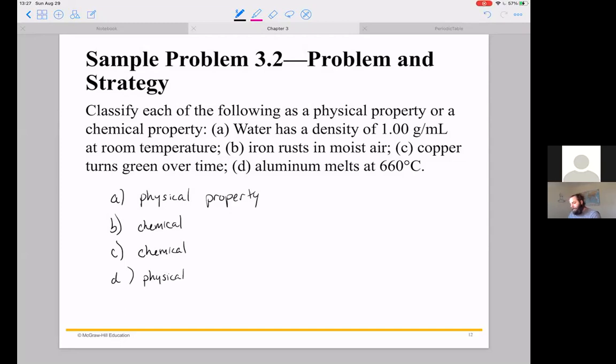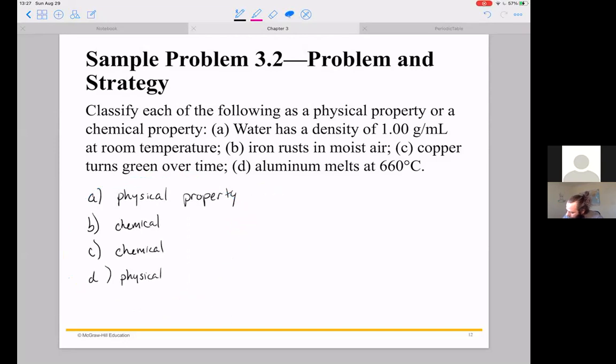Okay, and real quick, I want to take this opportunity to point out that there is a difference between melting and burning. Melting is specifically a physical process because you're not changing the identity of something. You're melting ice, for example. It's still water at the end of the day. Burning is a chemical process.